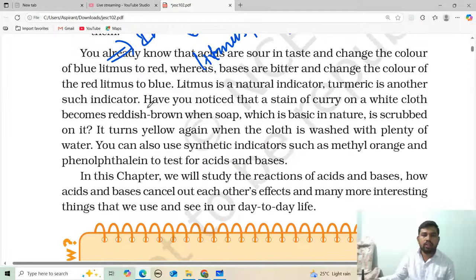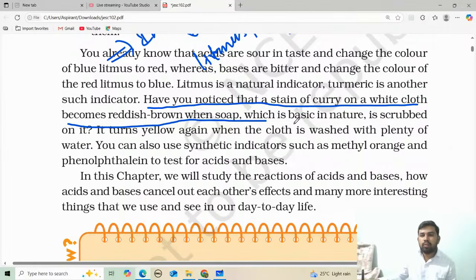Have you noticed that the stain of curry on a white cloth becomes reddish brown when soap is scrubbed on it, and it turns yellow again when the cloth is washed with plenty of water? So you can also use indicators such as methyl orange indicator and phenolphthalein indicator.